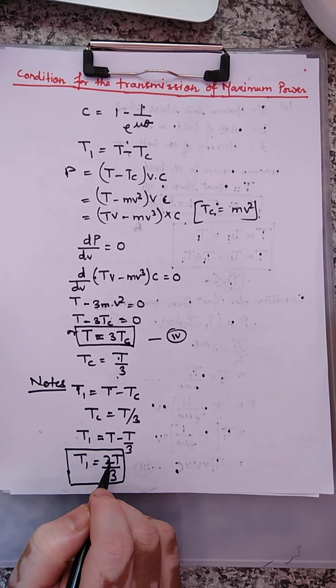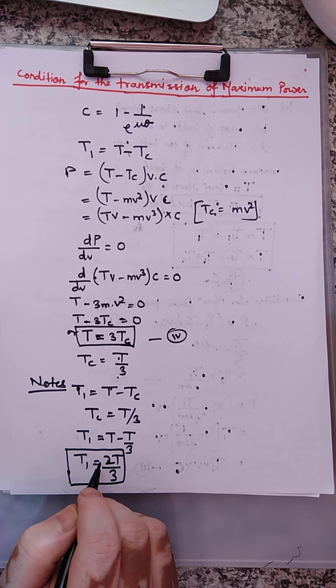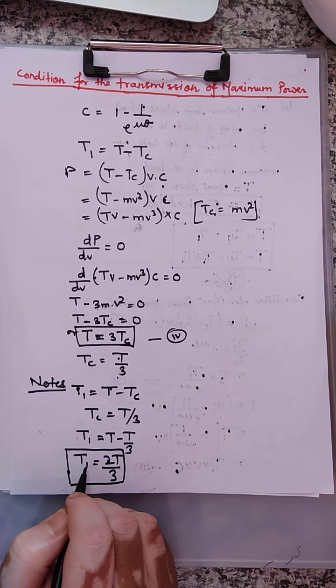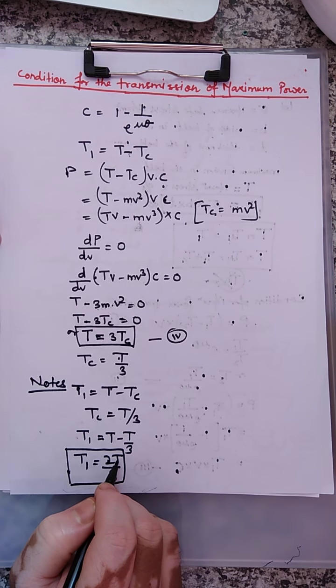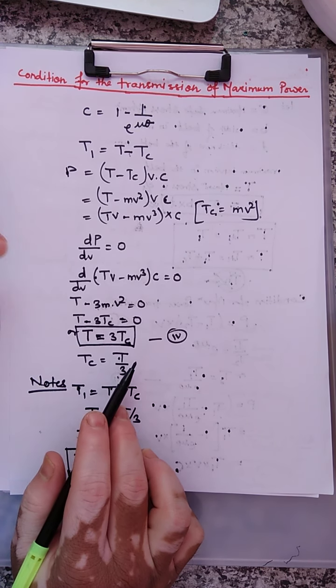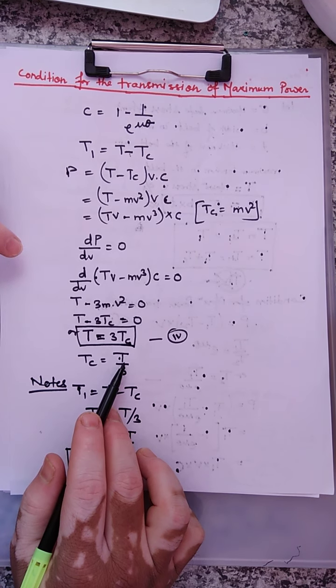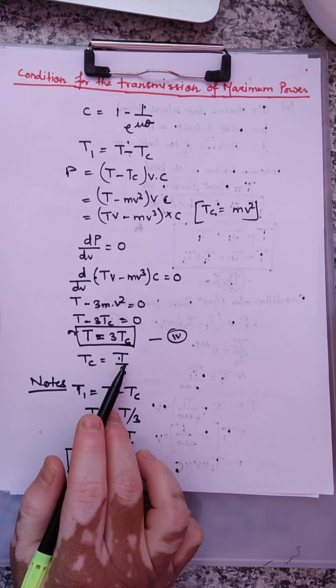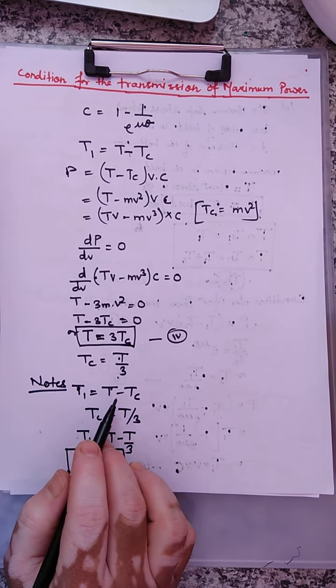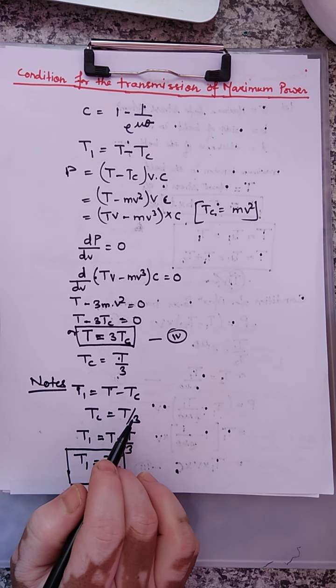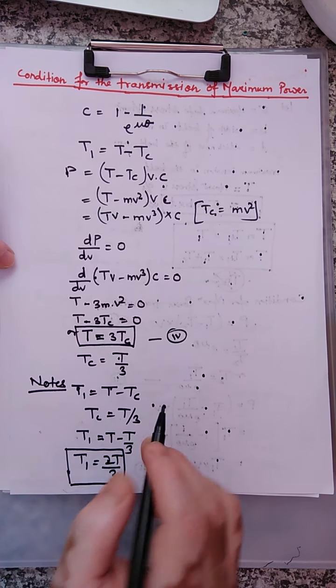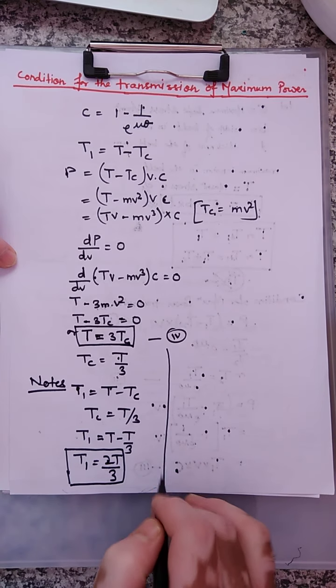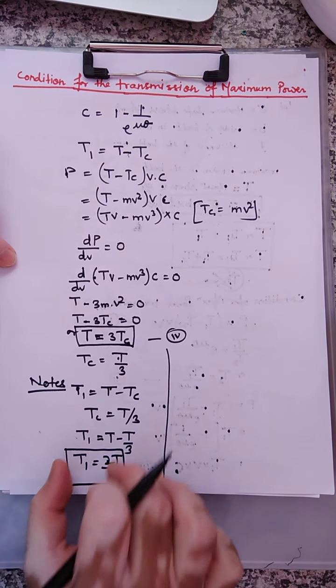If you know maximum tension, we can calculate tension in tight side. If you know tension in tight side, we can calculate maximum tension. If you know centrifugal tension, we will calculate maximum tension. If you know maximum tension, we can calculate centrifugal tension. If you know centrifugal tension, we can calculate tension in tight side. So this is a very important expression.